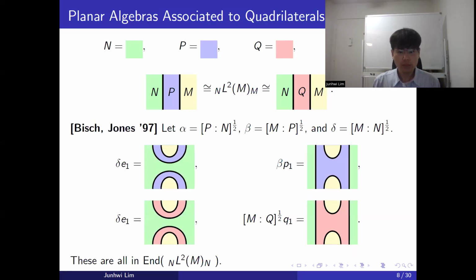And the Jones projections E, P, and Q have diagrams like this. These are the diagrams introduced by Bisch and Jones. These Jones projections span the endomorphism space of the NM bimodule L2 of M. However, we cannot compose these diagrams directly because the colors on the boundary don't match.